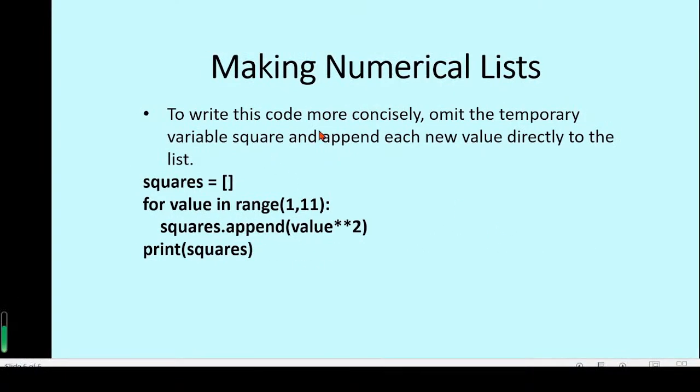And to write this code more concisely, you can omit the temporary variable square and append each new value directly to the list. So we can also start with an empty squares list, then write a for loop with only one statement. For value in range 1 to 11, we calculate the square of this value, then directly append it to this squares list. Then when the for loop is finished, print out this squares list.